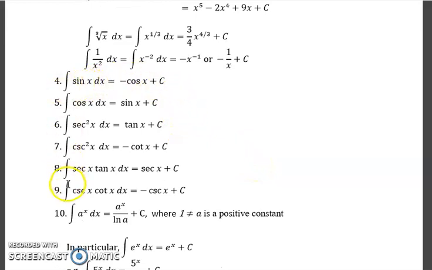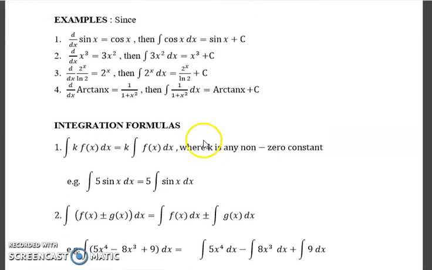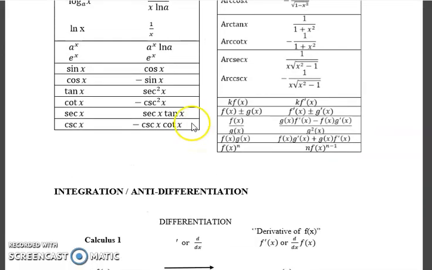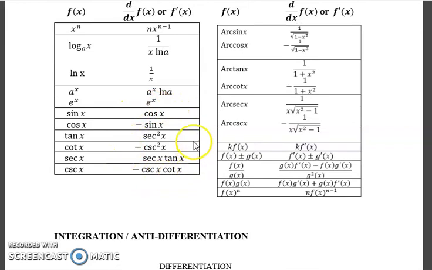Formulas 4 to 9 are the first set of integration formulas involving trigonometric functions. And these formulas can, again, be derived from the table of differentiation formulas. Looking at this part, the integral of cosine of x would be sine x. The integral of sine x, the negative sign will go to the left, so the integral of sine x would be negative cosine of x.